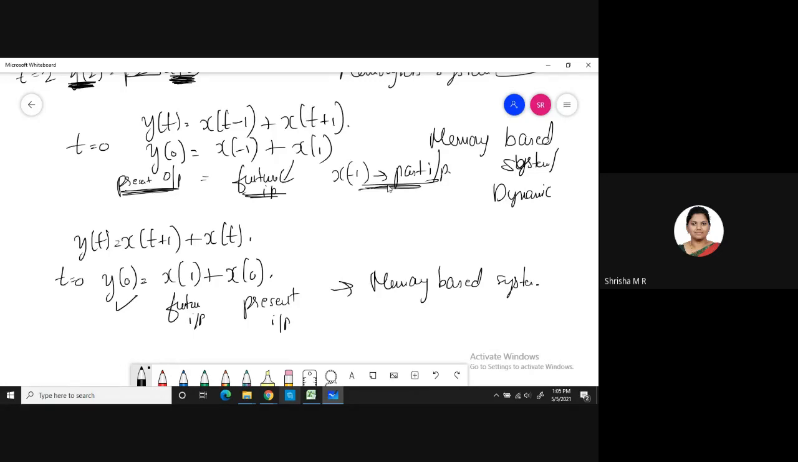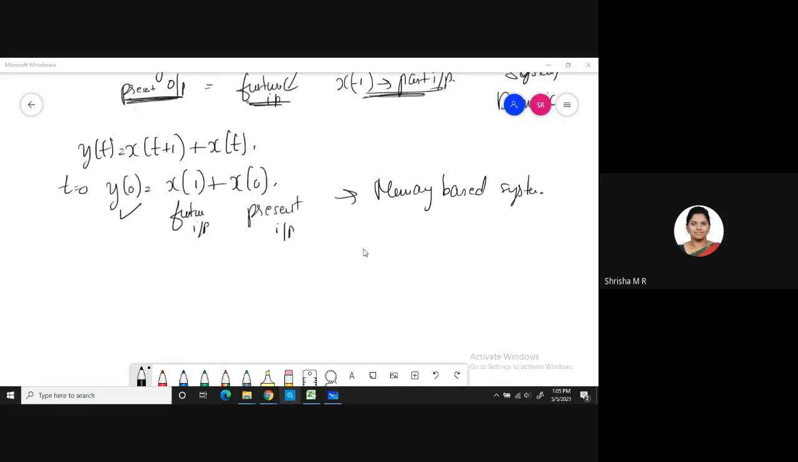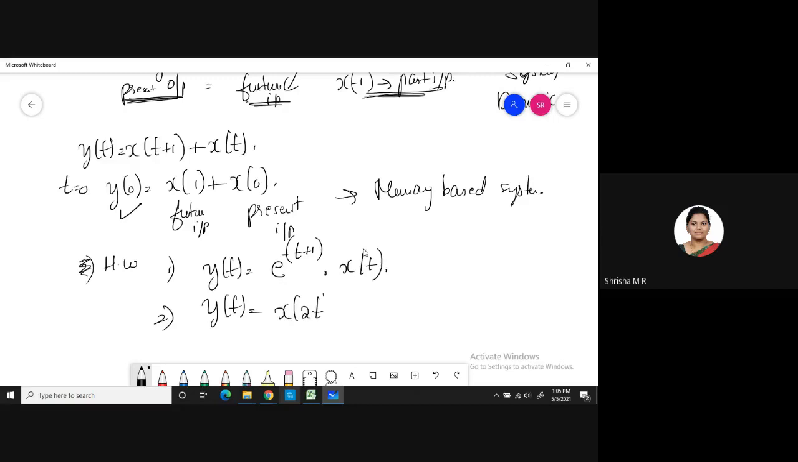Okay, so one more example. It's time up now. We'll wind up our class and we'll continue with these problems in Thursday's class. I'll give you 2 homework problems, you try solving them. y of t is equal to e to the power of minus t plus 1 into x of t plus x of t. This is one problem. And y of t is equal to x of 2t. You try these two, and we'll discuss more problems in our coming class.